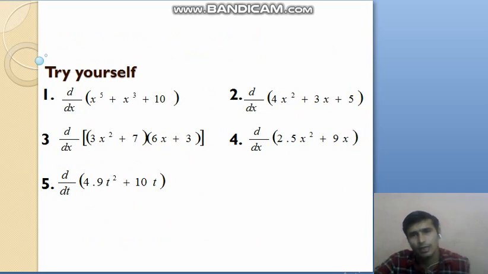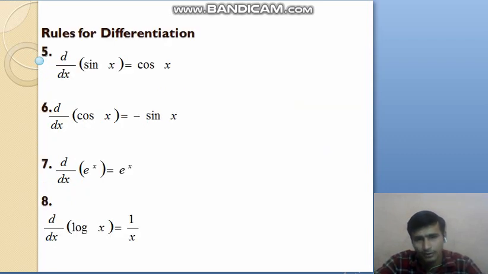So these 4 rules are very important for differentiation, but you also have to remember other rules. Rule number 5 is the differentiation of sin x is equal to cos x, right? You have to remember these differentiation rules because they are also useful in physics. So the differentiation of sin x is equal to cos x. Similarly, the differentiation of cos x is equal to minus sin x, right?